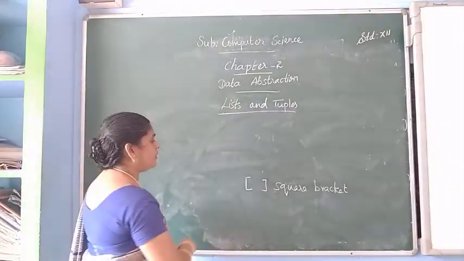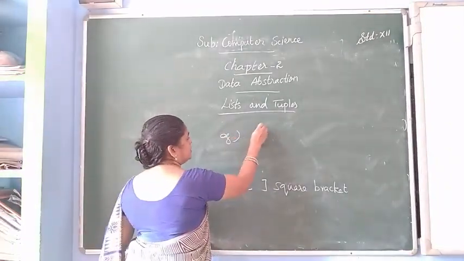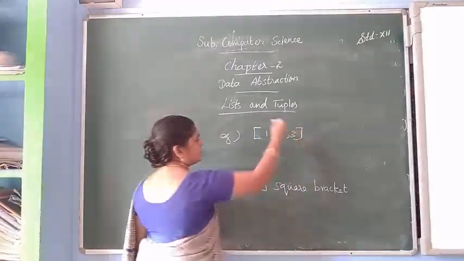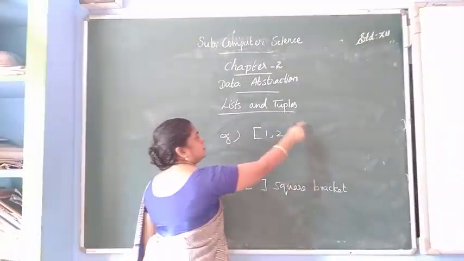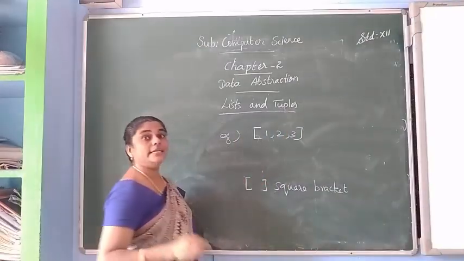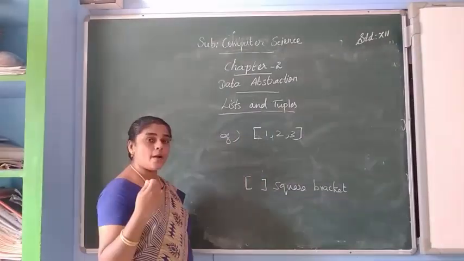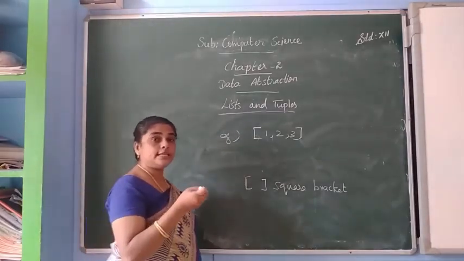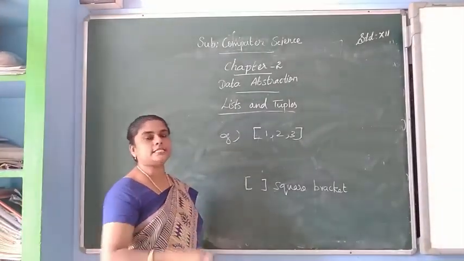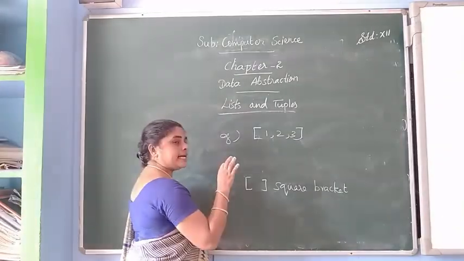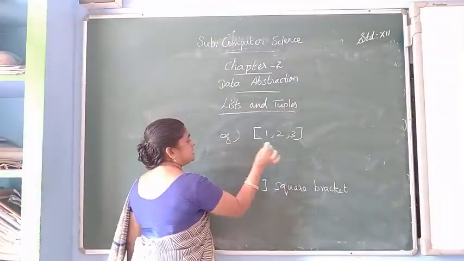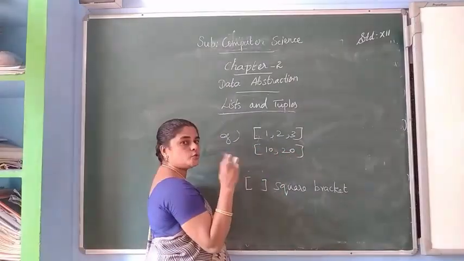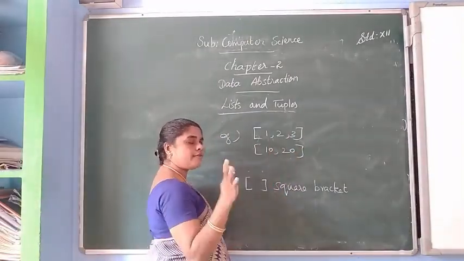For example, square bracket 1 comma 2 comma 3. This one is known as a list. Any number of values we can give inside a list. Then one more thing, within a list another list can be placed. For that also I am giving an example. 10 comma 20, here 2 values. Here 3 values. You can give any number of values.